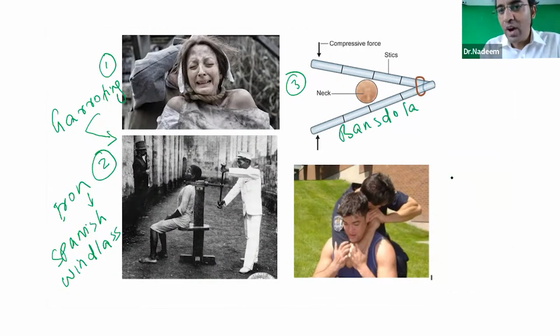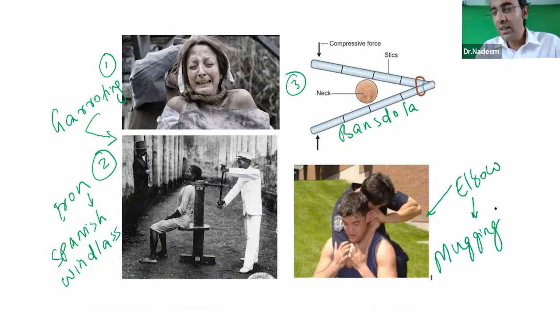Okay. If you are going to constrict the neck under the bend of your elbow, it is called as mugging. All these can be your picture-based question or a direct question. Very easy to understand, but a repeatedly asked question. I hope this is clear to all of you.